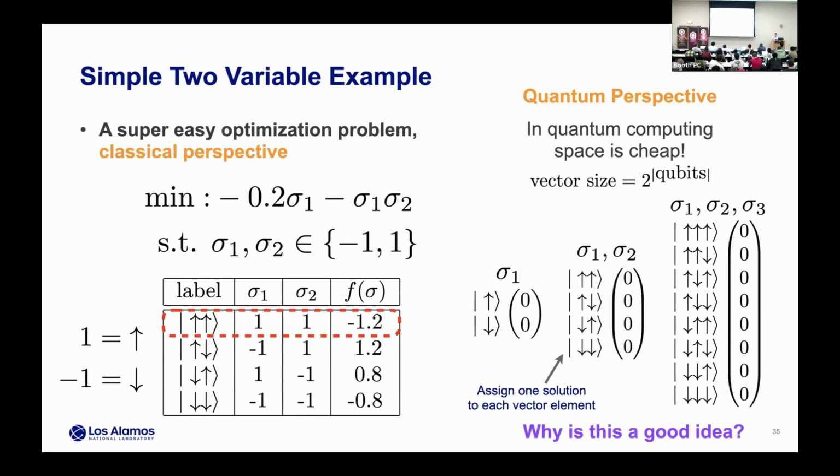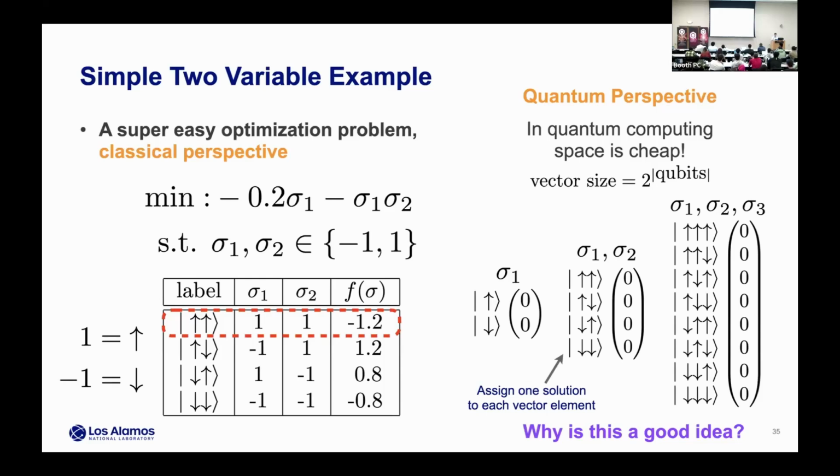Are you answering the question? You have a different question. Different question: F of sigma, so the question is, what is F of sigma? Good point, it's not defined here. F is the minimization function, minus 0.2 sigma 1, minus sigma 1, minus sigma 2.